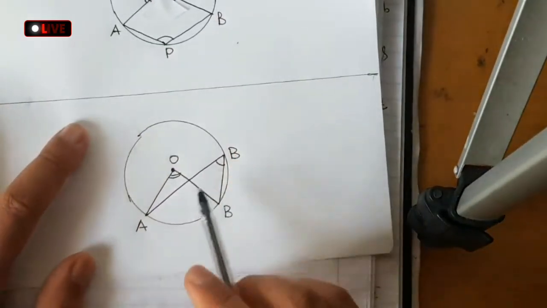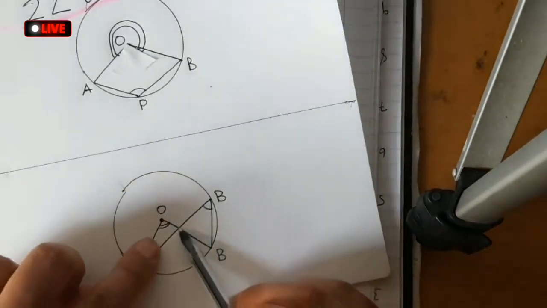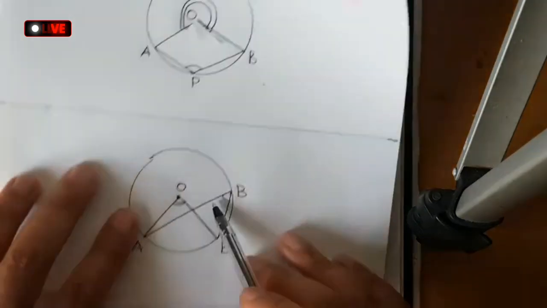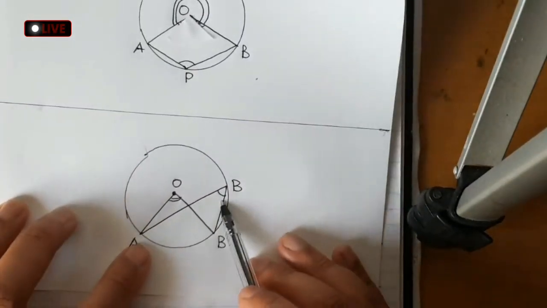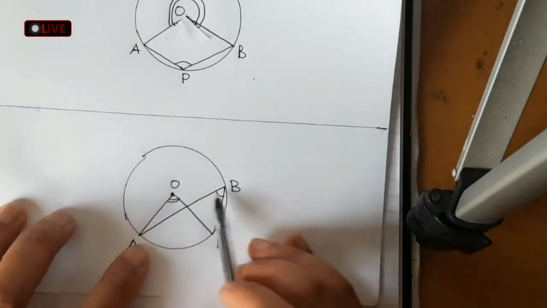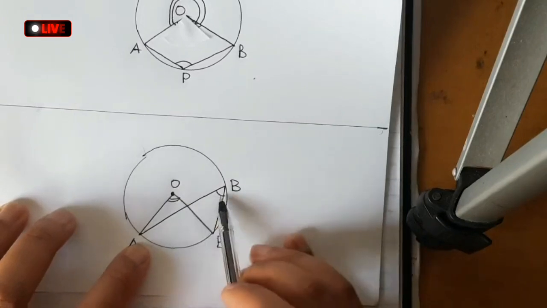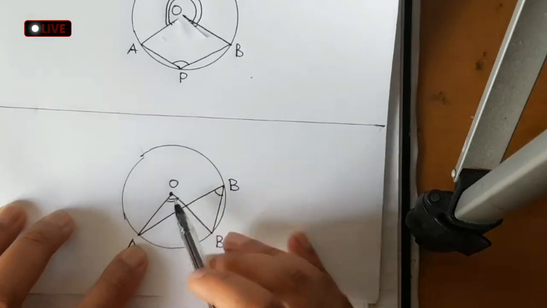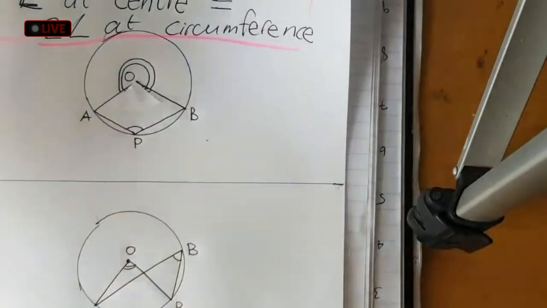And here's another one. As you can see here, the one at the center is twice the one at the circumference. As you can see here, it's twice that one there. So if this one is 4, that one is 2. If this one is 6, then this one is 12. Okay, so we're just going to focus on 5 examples.